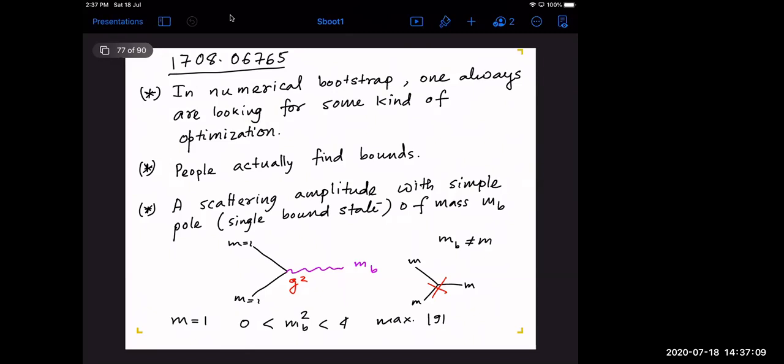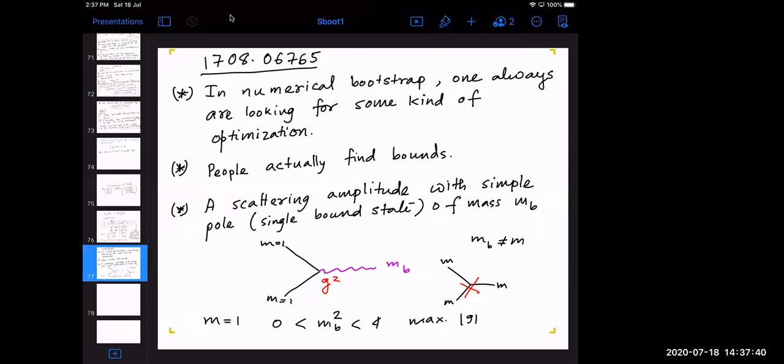So this is just one simplest problem in that paper, but the point I'm trying to emphasize is that we are always looking at some kind of optimization problem, and people obtain bounds on parameters like g square and other amplitudes by this kind of numerical bootstrap investigation. Okay, let me go to the next slide.